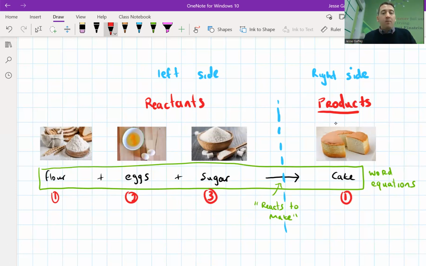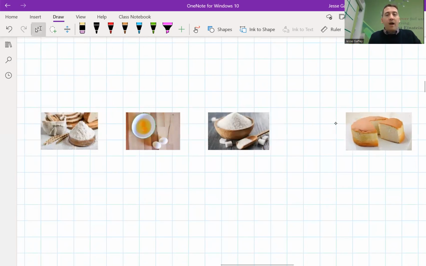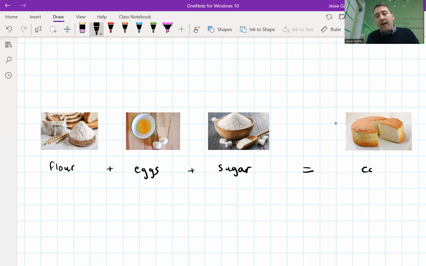Okay. Now, we're going to look at a second word equation in a second. I just want to show you one of the very common mistakes that a lot of people make when they're writing word equations, because I don't want you guys to make the same one, okay? So here we have the same picture again, the same three things. And I want to show you what some people would do wrong. So they would write flour plus eggs plus sugar, and they would say that those things equal cake.